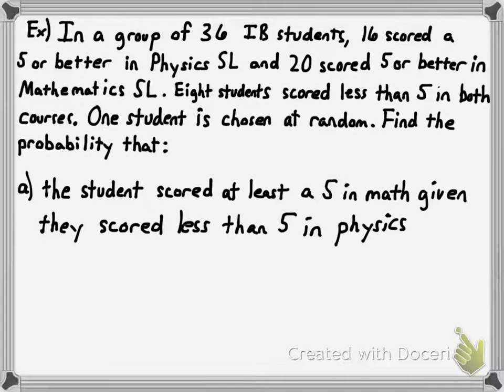We're going to assume that everybody in this group takes both courses. One student is chosen at random. Find the probability, first of all, that the student scored at least a 5 in math, given that they scored a 5 in physics. All right, well, before we get into any of the actual answering of probability questions, we do want to go ahead and draw a Venn diagram to represent the situation. So let's do that then.